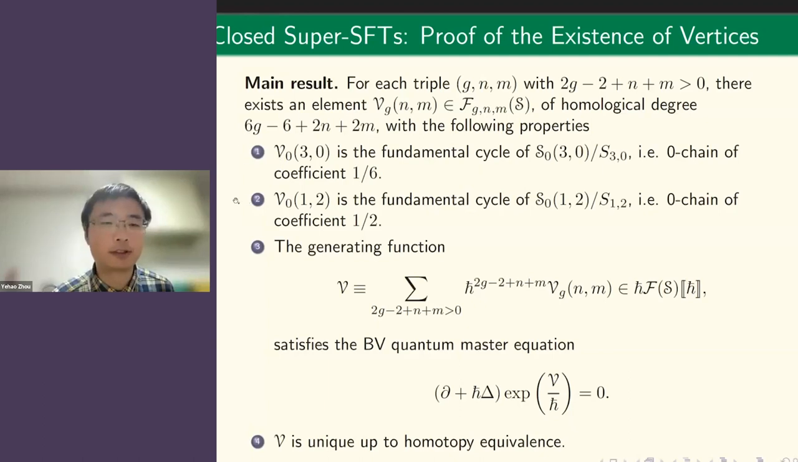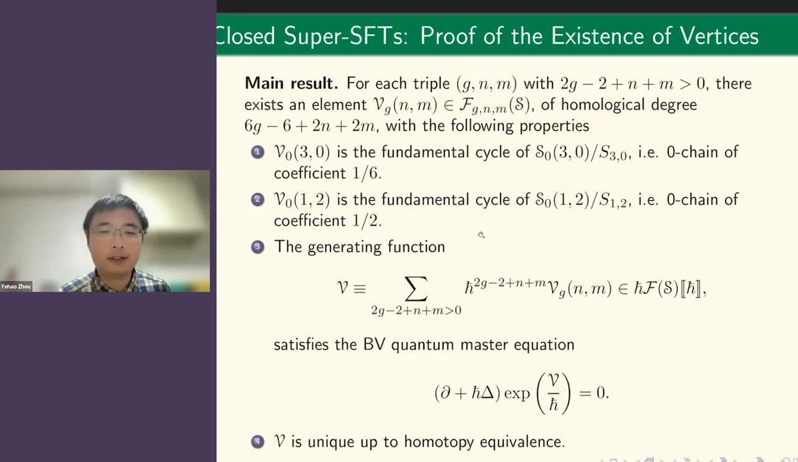The first two are basically the initial conditions, which means that for genus zero with three Neveu-Schwarz punctures and zero Ramond punctures, this should be the fundamental cycle of this orbifold. In other words, it's just a zero chain with the coefficient of the automorphism group. And similarly for genus zero but with one Neveu-Schwarz marking and two Ramond markings, this is again the fundamental cycle of this orbifold, just a point with automorphism, and this is a zero chain with coefficient 1/2.